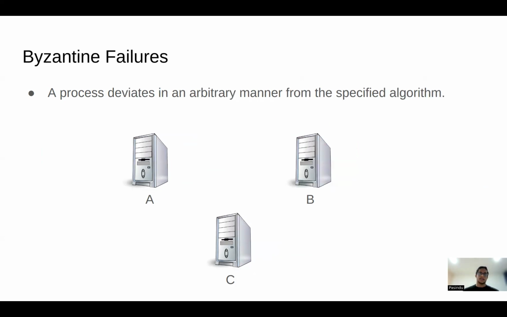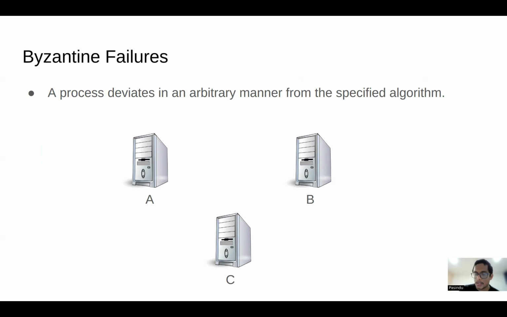The final type of failures that we're going to discuss in this video is called Byzantine failures. And the idea is a process deviates in an arbitrary manner from the specified algorithm. Now, this is the most difficult type of failures to address in distributed algorithms, because in this failure mode, a node can do anything. By anything, I mean anything. The node can just change the step, or the node can just execute some random instruction instead of what it was supposed to execute.